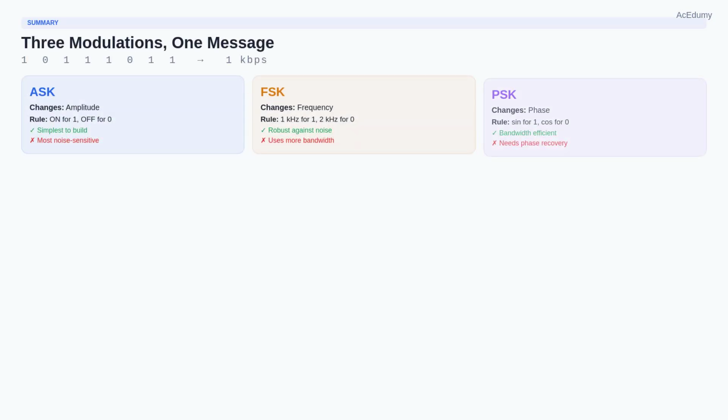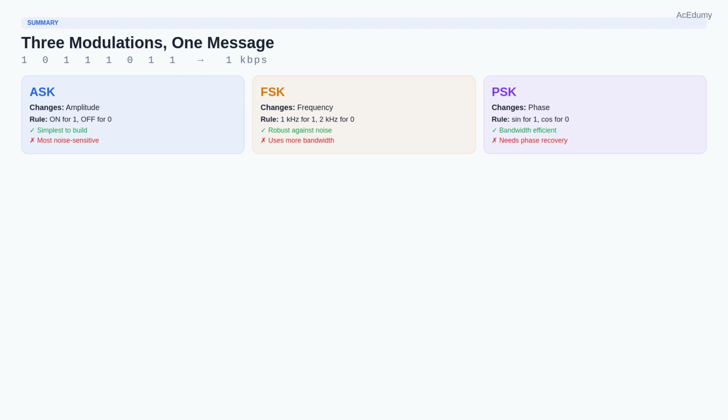Let us summarize. We started with one digital signal, 8 bits long, the pattern 10111011. We sent the same information 3 different ways. ASK changes the amplitude, carrier on for a 1, off for a 0. FSK changes the frequency, slow tone for a 1, fast tone for a 0. PSK changes the phase, sine for a 1, cosine for a 0. All 3 carry the same 1 kilobit per second of data.